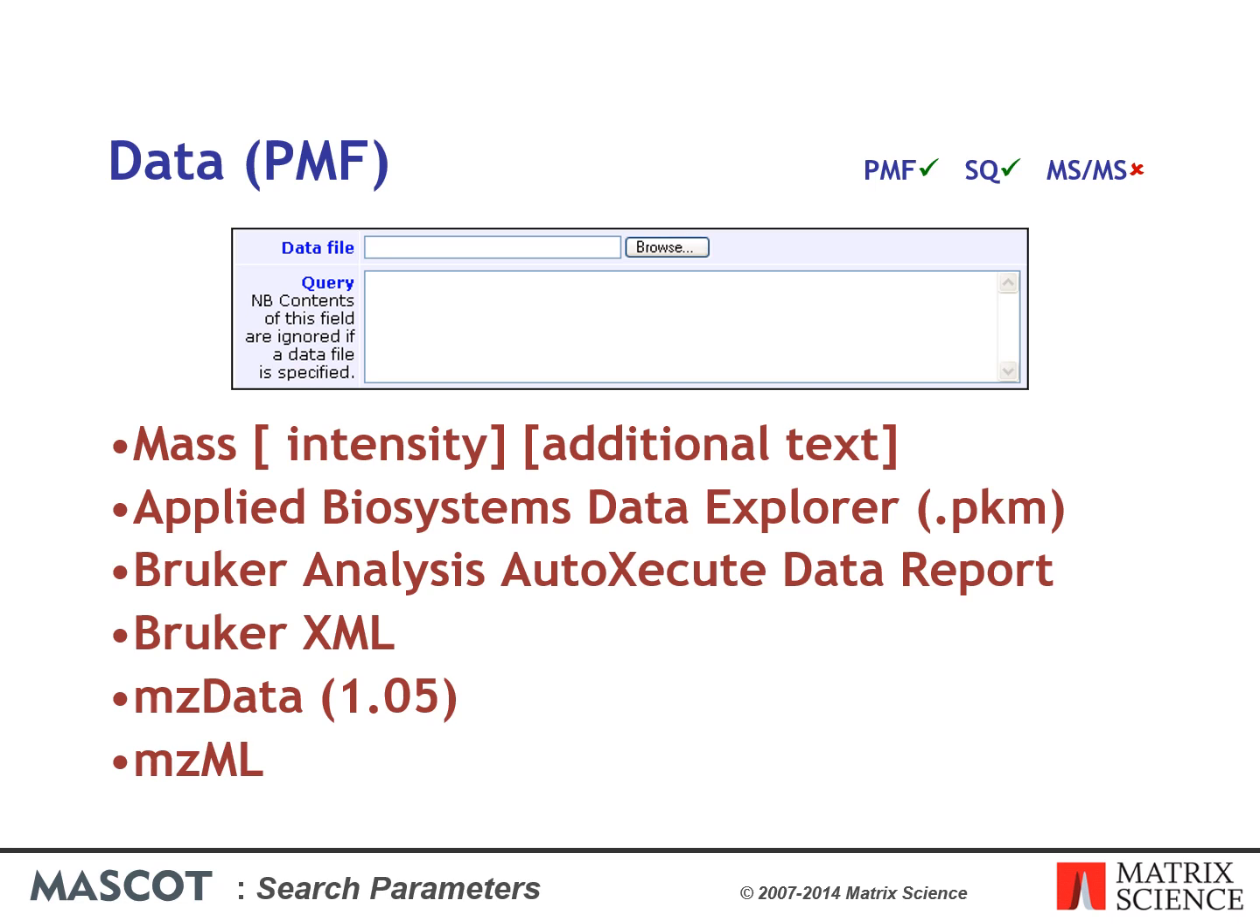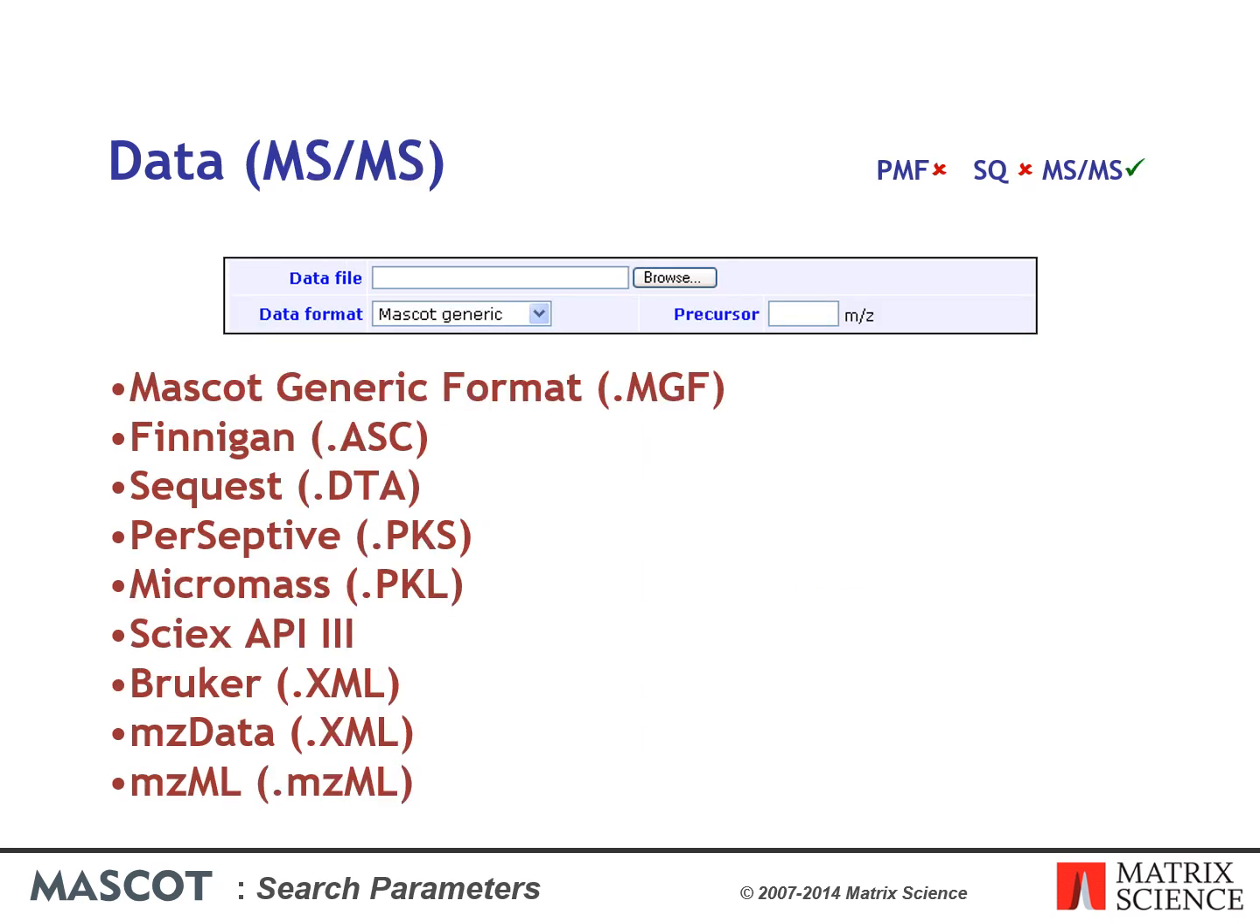Mascot also supports other peak list formats, as listed. MZ Data is the standard interchange format sponsored by the HUPO Proteomic Standards Initiative Working Group. Data for MSMS ion searches must be supplied as an ASCII file in one of these supported formats. The format cannot be auto-detected and must be specified using the drop-down list.